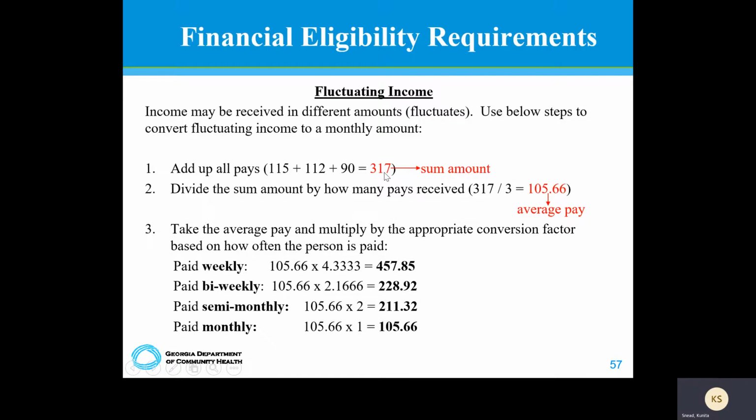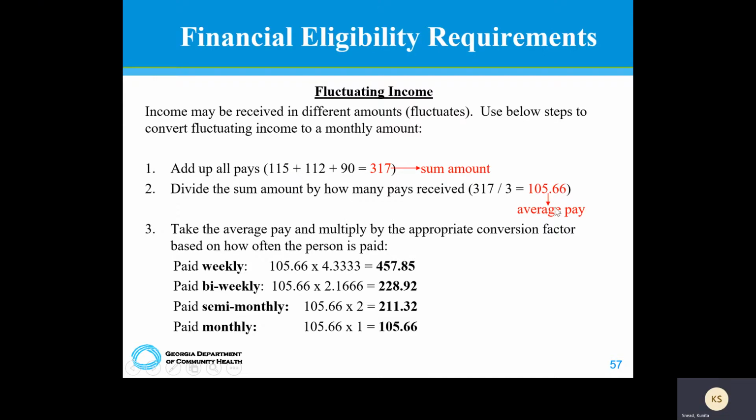Then what we need to do is take an average of these amounts. So you're going to divide by the number of amounts that they received. In this situation, they only received 3 pays. So we're going to divide that 317 by 3. And the average pay comes out to be $105.66. That's just a normal calculation of how you would average something.